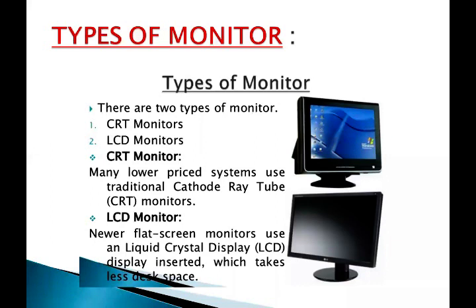It uses a large vacuum tube called a cathode ray tube. CRT is the technology used in most older televisions and computer display screens. A CRT works by moving electron beams.